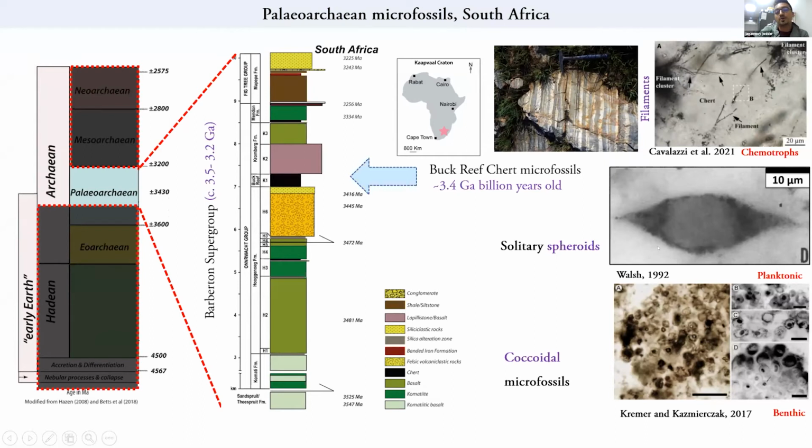Now, talking about microfossils from the Kronberg formation, there are also coccoidal-like microfossils, possible remnants of cyanobacteria, and this has been discussed by different authors. They also preserve some carbonaceous matter within their structures. So these are some of the benthic forms of microbes, some planktonic forms in the form of spheroidal-shaped microfossils, and some chemotrophic microbes that I've presented from the Barberton Greenstone Belt.